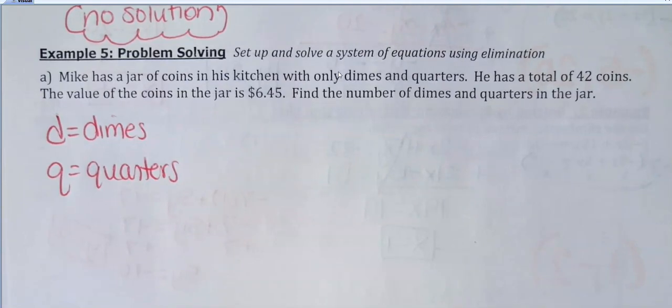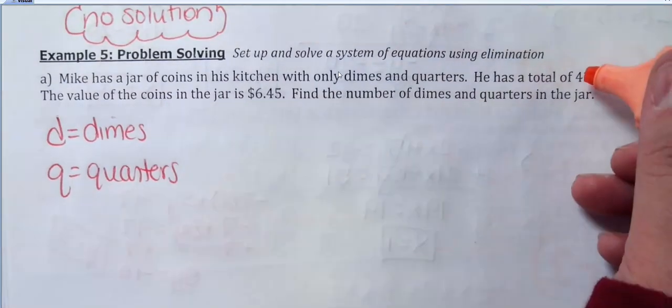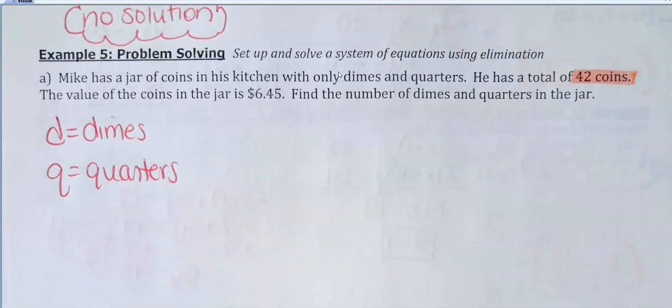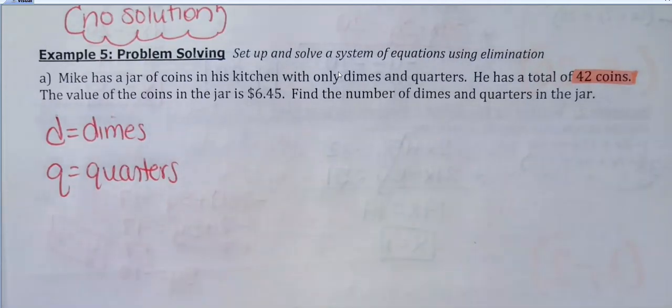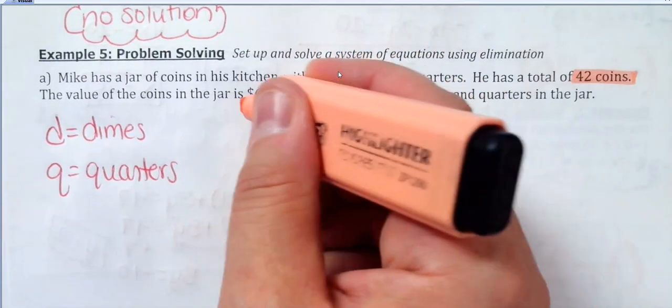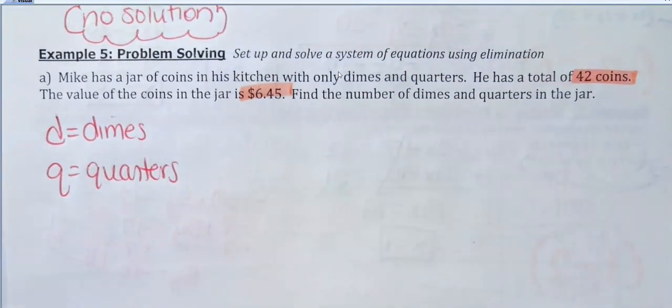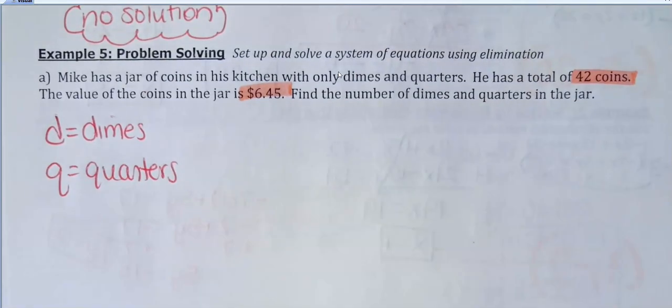So it says Mike's jar of coins has 42 coins in it. I know that doesn't look like a lot of information, but you can actually write an equation just from that little piece saying it has 42 coins. Then it says separately the value of the coins. So this will be a separate equation. The value of the coins in the jar is $6.45.